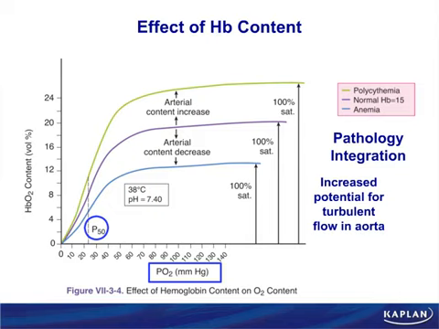Turbulence increases resistance. If I have polycythemia, I'm increasing viscosity, which increases the resistance. Yes, I have more red trucks to carry oxygen, but now I have elevated resistance, so it's kind of a trade-off. An important factoid to remember is high altitude will stimulate red cell production. So at high altitude, you will get a relative polycythemia.